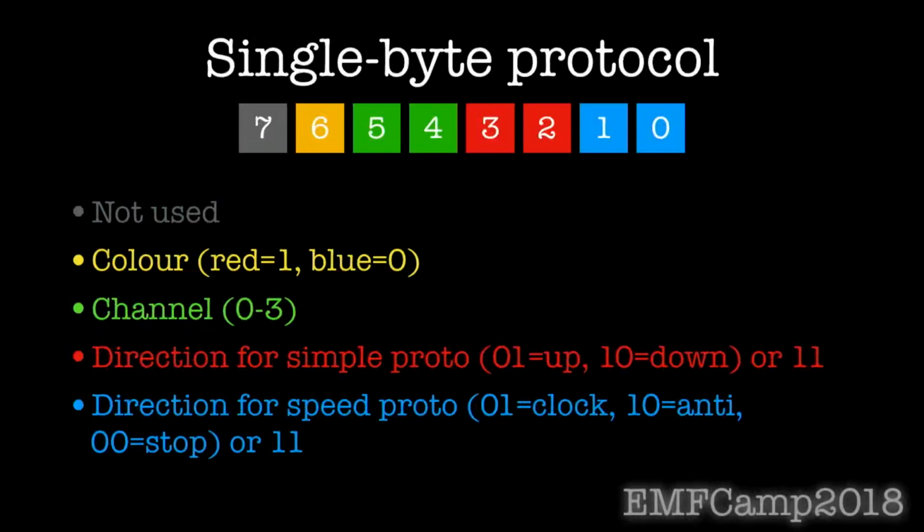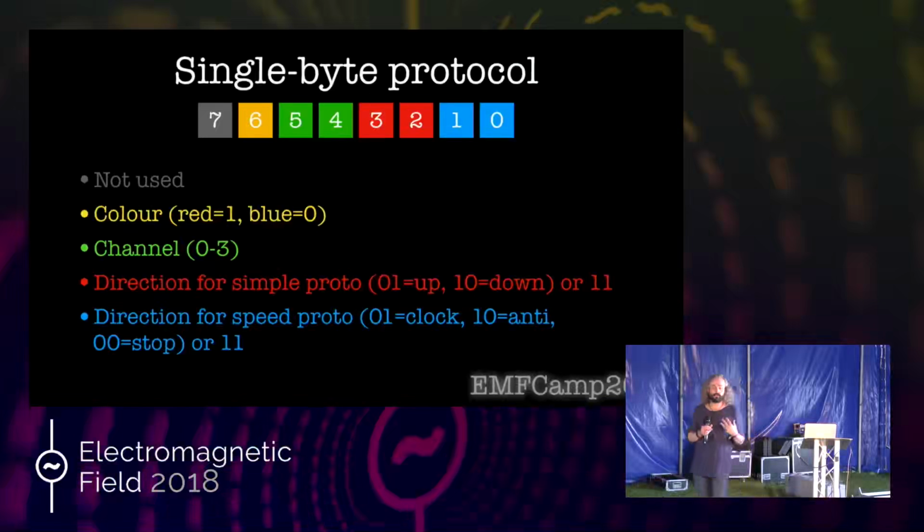So my single byte protocol looks like this. I actually only use 7 bits out of an 8-bit byte. Bit 6 tells you which color, which channel we're using, red or blue. The green bits 4 and 5 tell you which channel it is, 0 to 3, essentially 1 to 4 on the actual equipment. Bits 2 and 3 tell you if it's the simple protocol that the button's being pushed up or down. Otherwise, it's 1-1, meaning it must be the speed protocol.